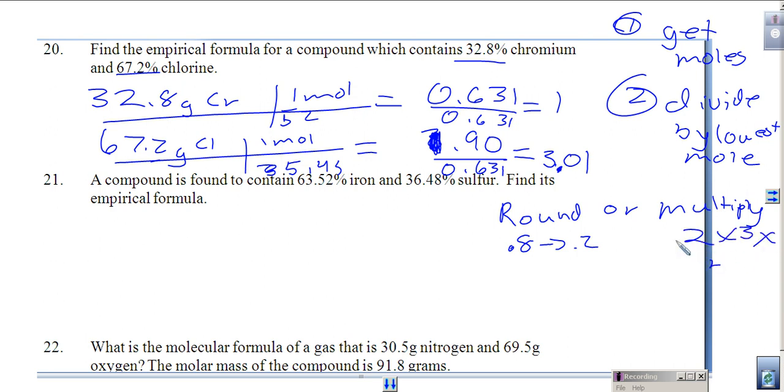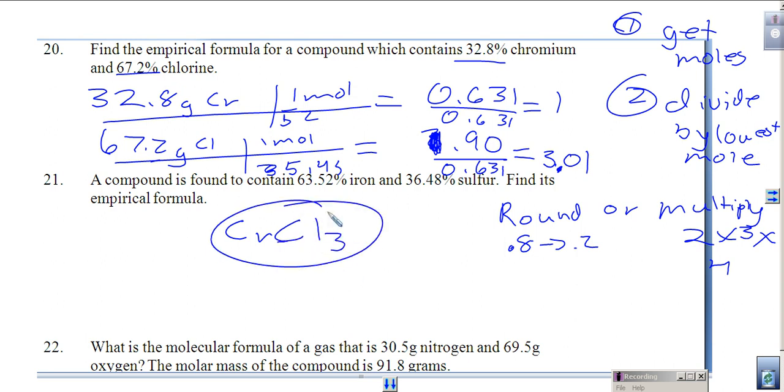All right, and on this part right here, basically the last step is plug it in. So this becomes CrCl3. That's the answer to this last problem right here. All right, so I'm going to come back in the next video. I'm going to show you what it looks like whenever you do have to multiply.